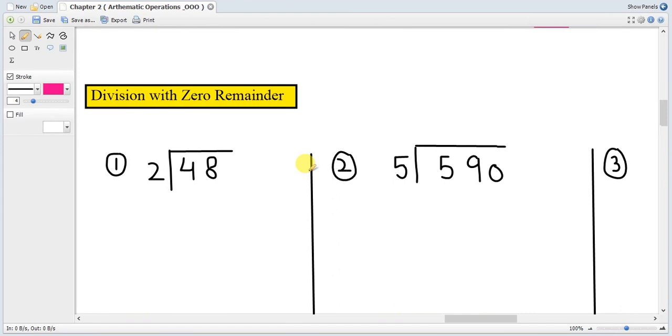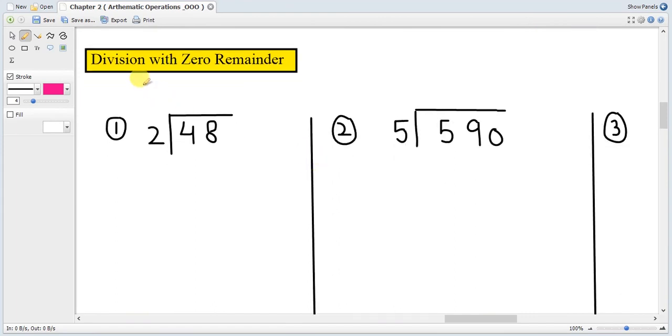Okay, moving on to the next, which is division with 0 remainder. There are two different cases in division. When we divide, we have two possibilities. Either we get a 0 remainder or we get a non-zero remainder. So first we'll discuss the first case, which is division with 0 remainder. Here is a question, 48 divided by 2. We have to divide this number by 2.